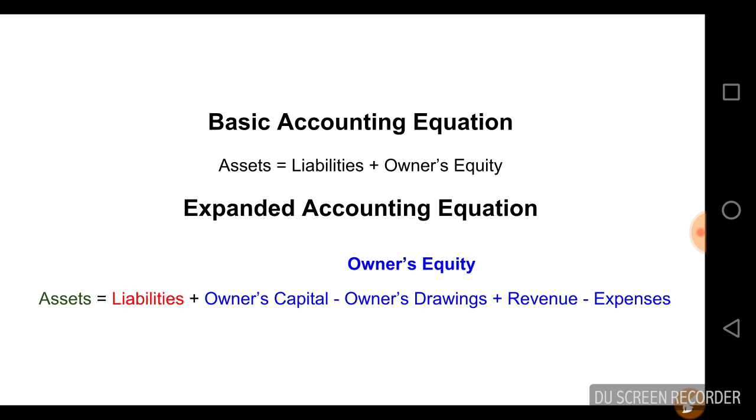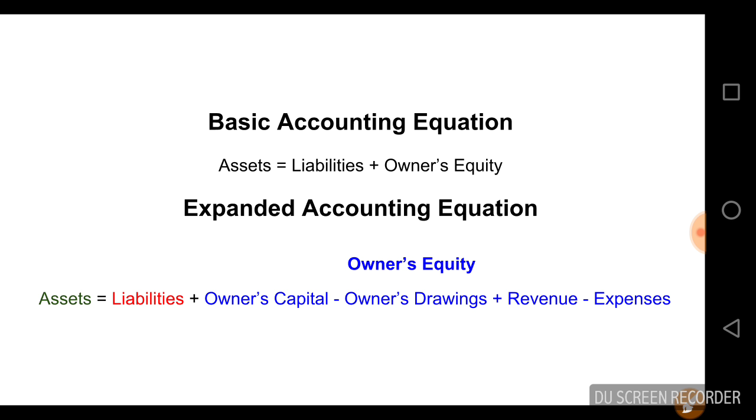An example of a liability would be accounts payable, notes payable. It could be a mortgage. It could be bonds payable. Unearned revenue is a liability. And then you have owner's equity. Owner's equity represents ownership interest in the business. This is how the owner computes their ownership interest in their company.